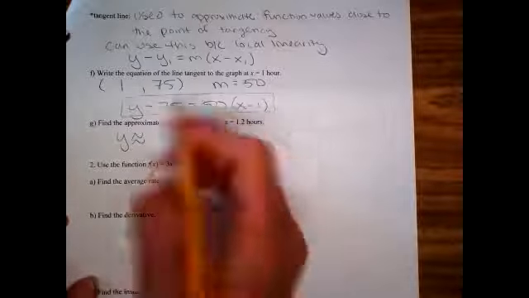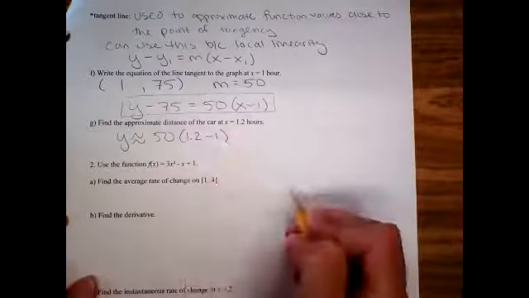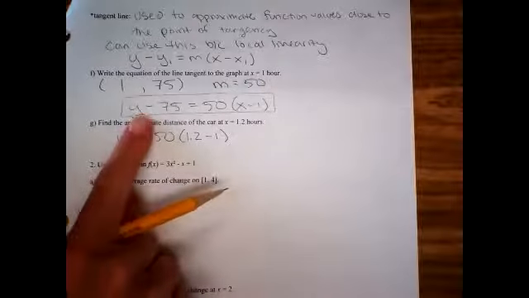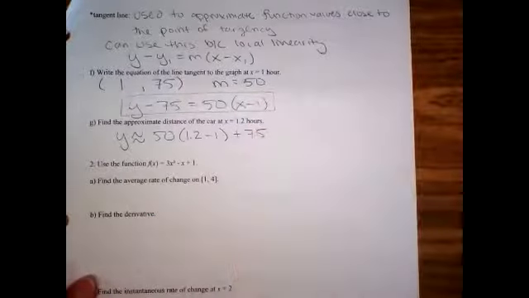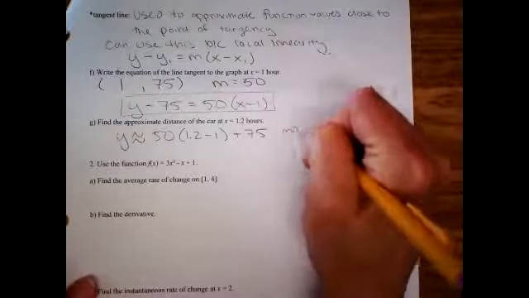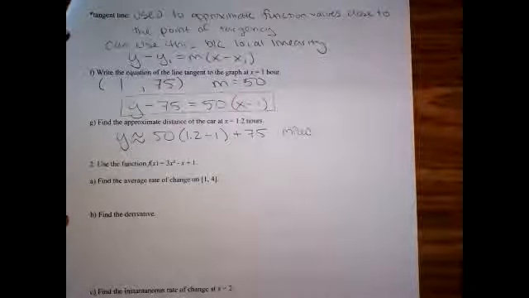All right, so it'll be 50 times 1.2 minus 1. And then just to get the y by itself, you have to add the 75 over. And that would be in miles, because it's the distance of the car, whatever that is. I think you guys got used to this last year. You don't have to simplify anything as long as it's free response. You can leave your answer 50 times 1.2 minus 1 plus 75 miles. You do not need to simplify that down.